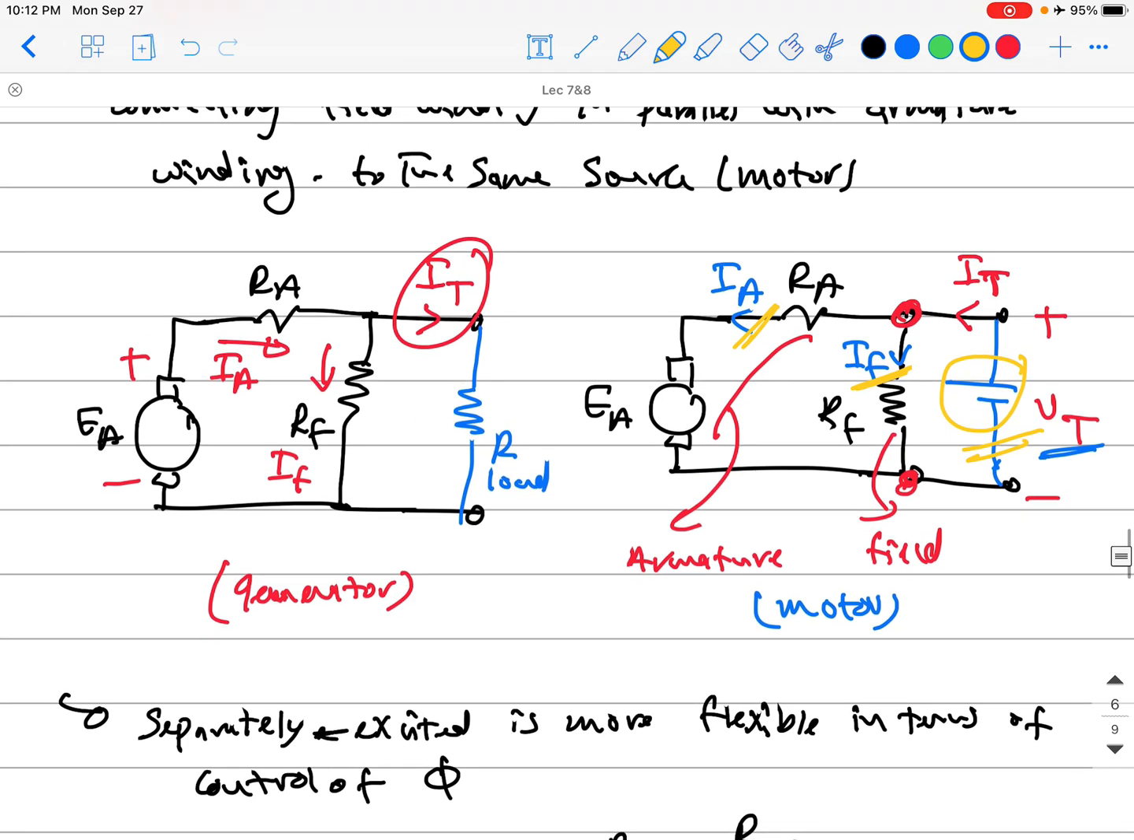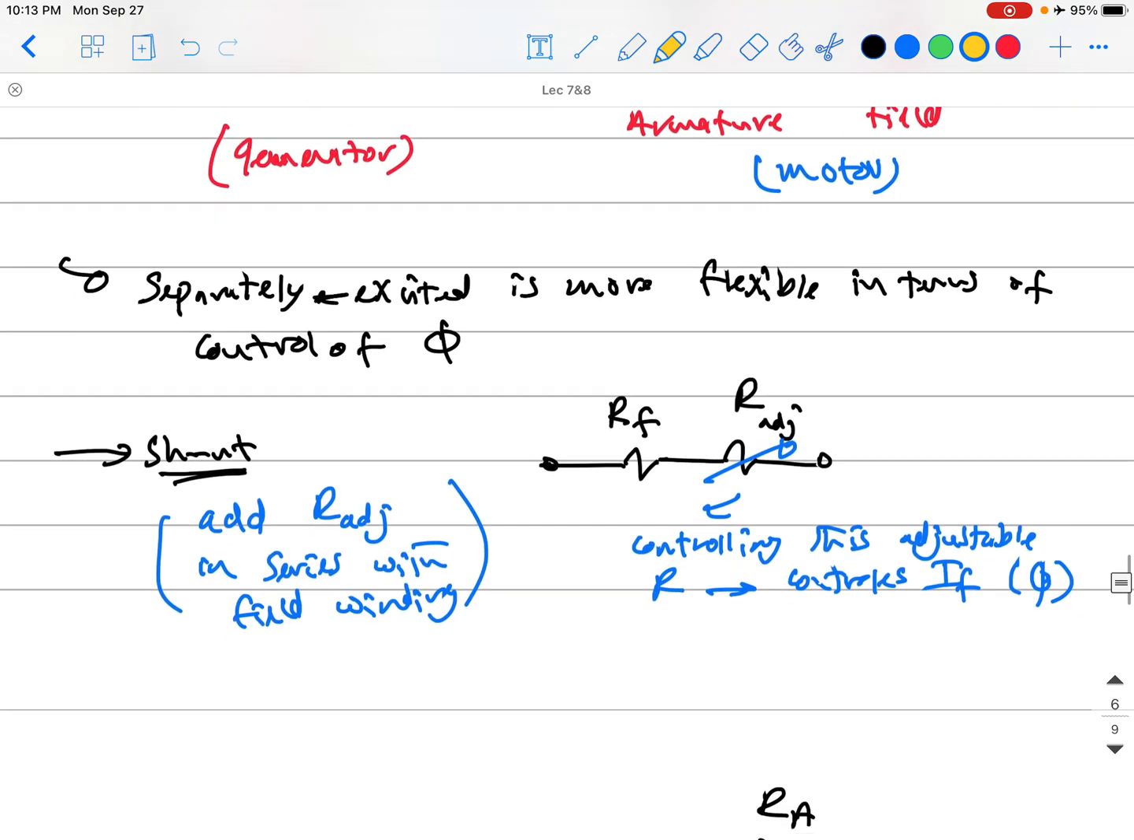Okay, and if it's a generator, the generated voltage out of the machine will be supplying both the load, that is the terminal current, and some of it will also go into the field winding to create the magnetic field. So the whole point is just connecting the two windings in parallel, or shunt connected, at those two points. Okay, and we talked about this.